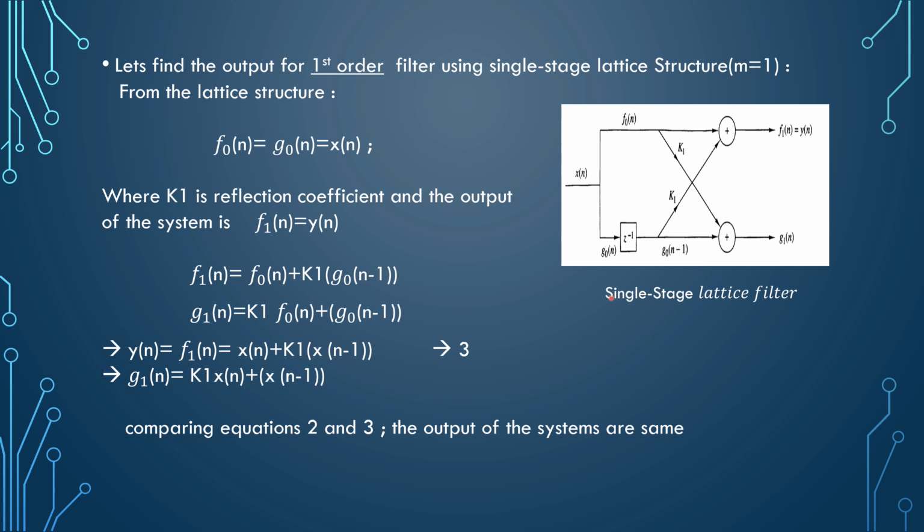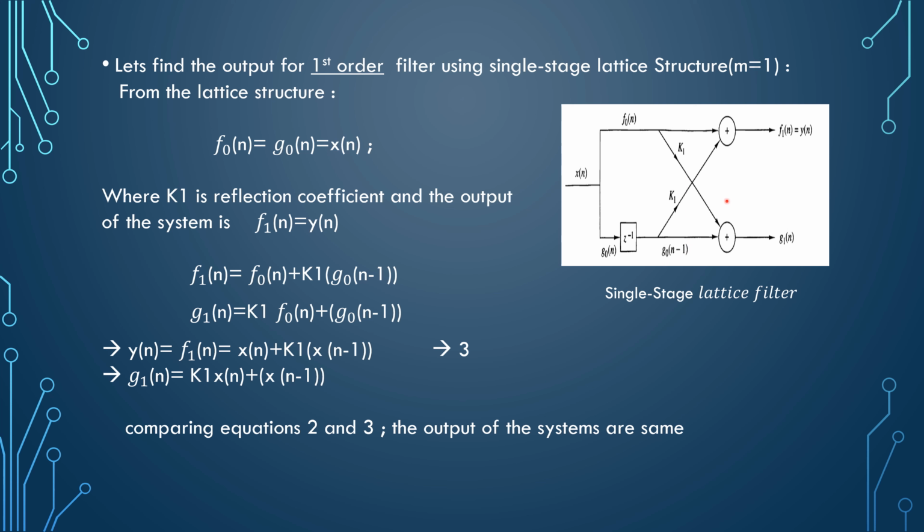This is the lattice structure of a first order FIR filter, where x of n is the input signal. Here f naught of n and g naught of n are the same as x of n, where g naught of n is passed through a delay element z power minus 1, so it becomes g naught of n minus 1. For the first adder here, f naught of n is given directly and g naught of n minus 1 is given through a reflection coefficient k1. And for the second adder, f naught of n is given through a reflection coefficient k1 and g naught of n minus 1 is given directly.